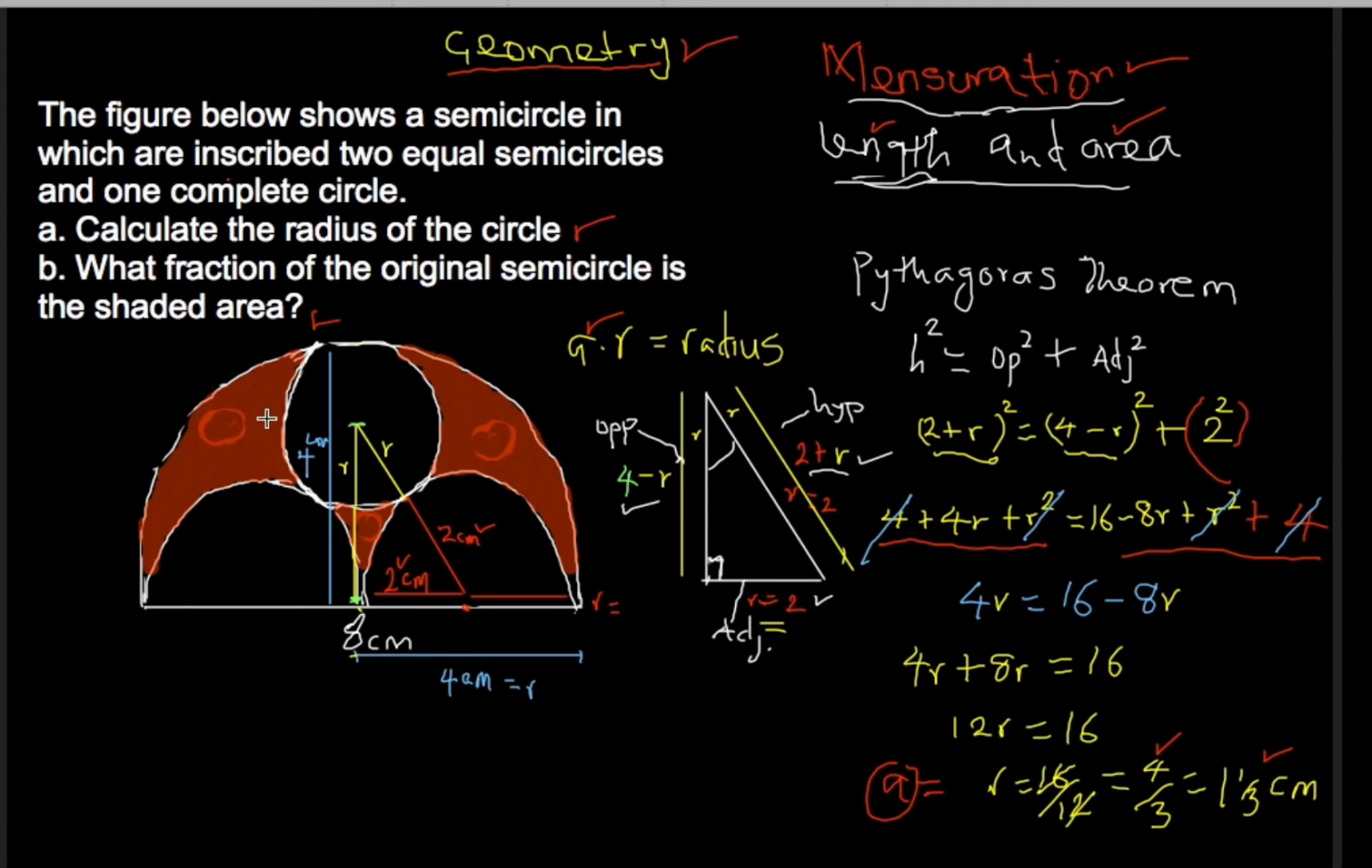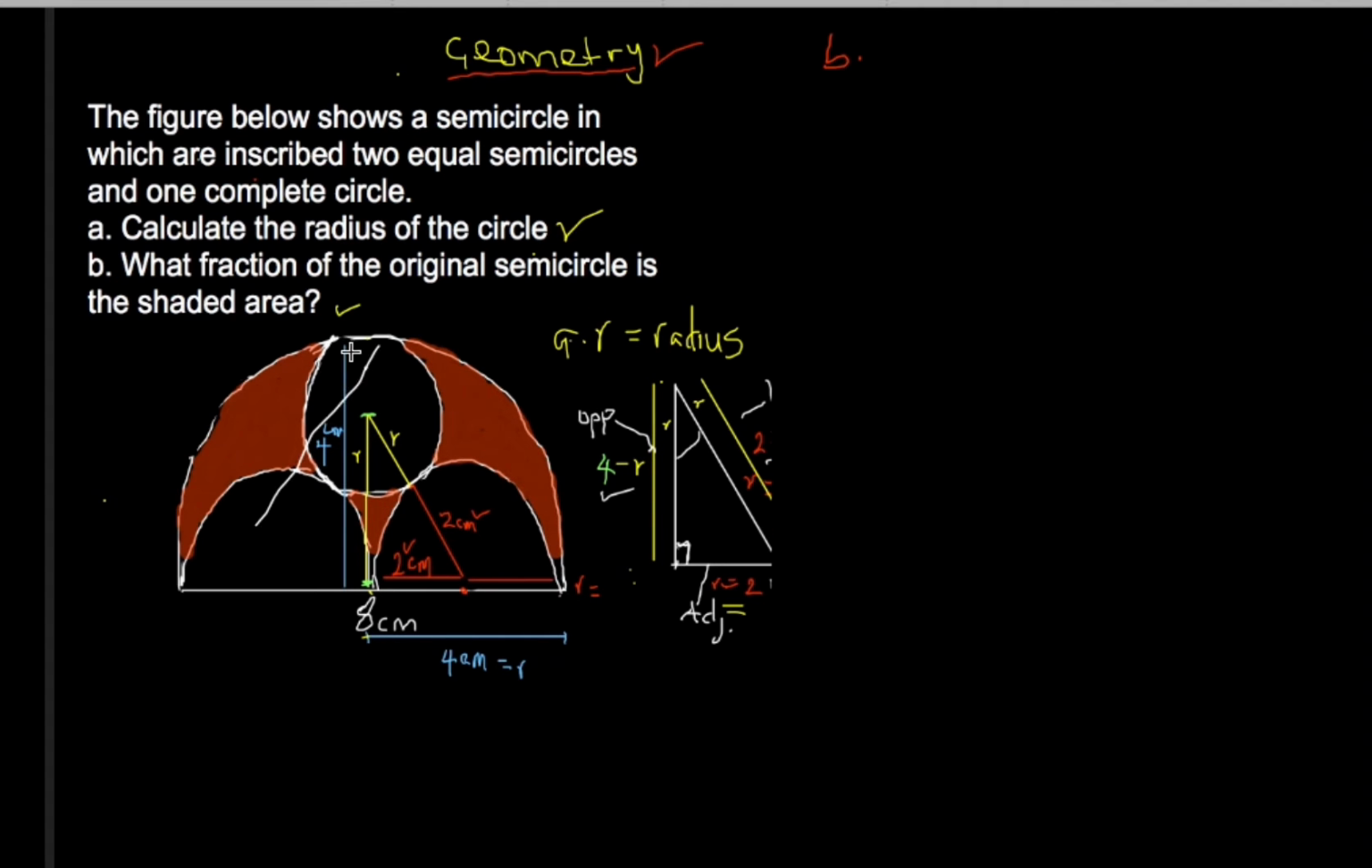Now this part will be the shaded area. What is a fraction? Fraction means a portion from a whole. You have a whole of something like this, and then you pick or cut off a portion like this. So what amount is represented by that portion with respect to the whole? By taking the whole of this semicircle, we take the area of this original semicircle and subtract the area of this small circle from it.